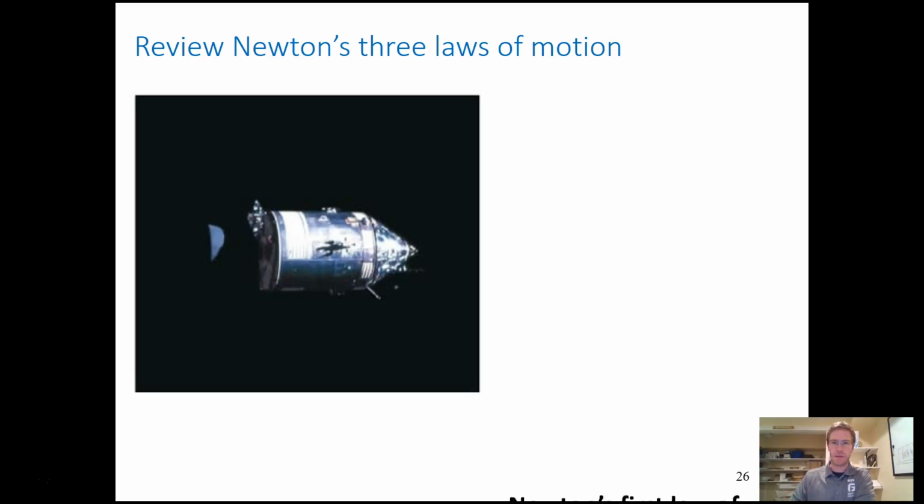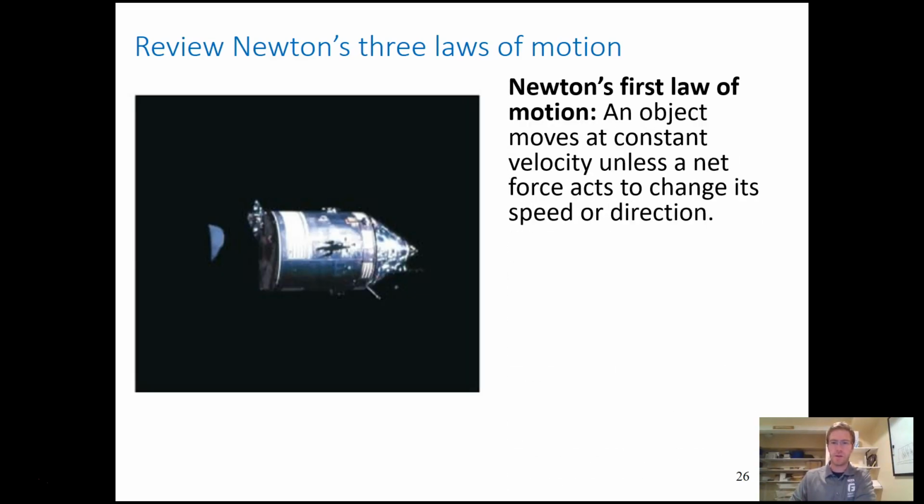So let's review quickly Newton's three laws of motion. Newton's first law of motion tells us that an object in motion will stay in motion and an object at rest will stay at rest unless acted upon by an outside net force. Keep in mind, net force. It's not just any force.